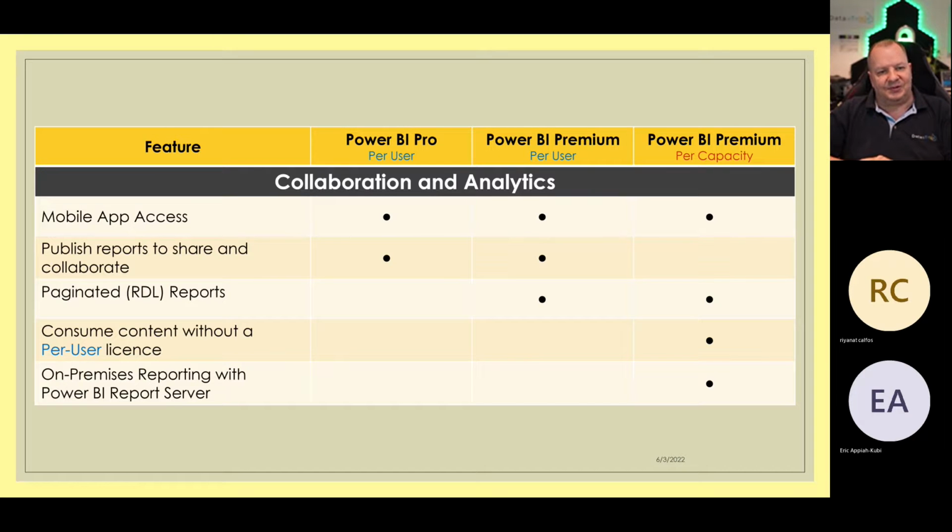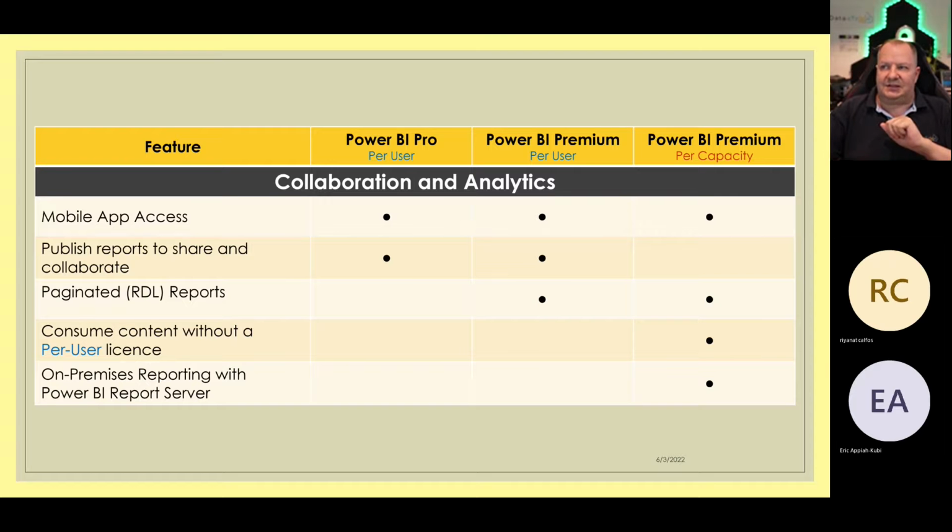They're called paginated reports. The RDL stands for Report Definition Language, and these come from SQL Server Reporting Services. So we have specific paginated report capability, and that recently has been included in the Power BI service offering. To consume content without a per-user license, we need the Premium capacity, not the PPU, but the Premium capacity. And similarly with on-premises reporting with Power BI Report Server, we need that Premium capacity to store and hold that data as well. Okay, so these are the collaboration and analytics capabilities.